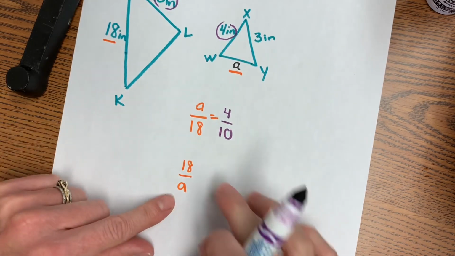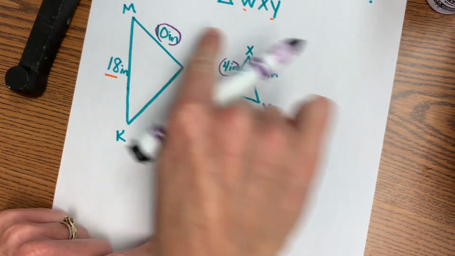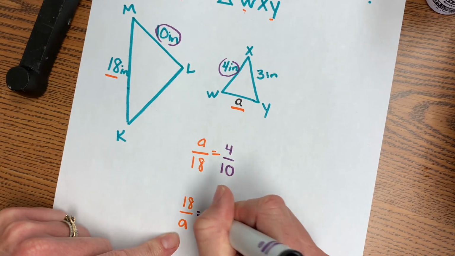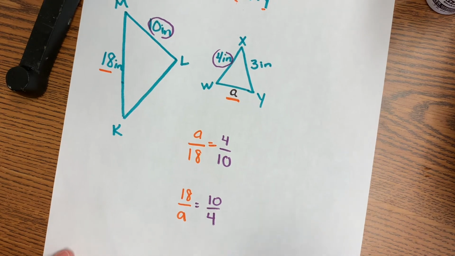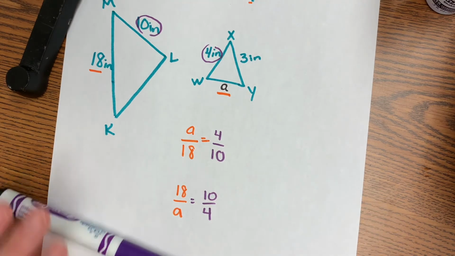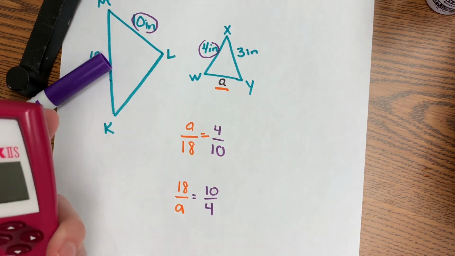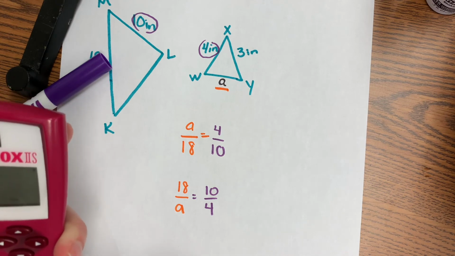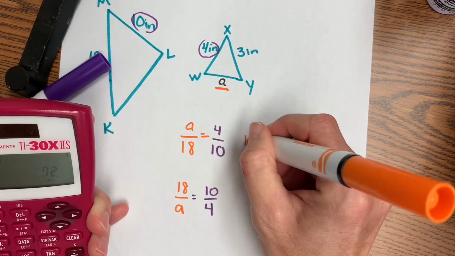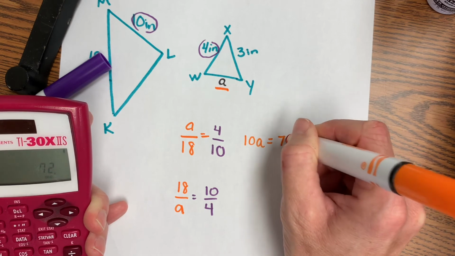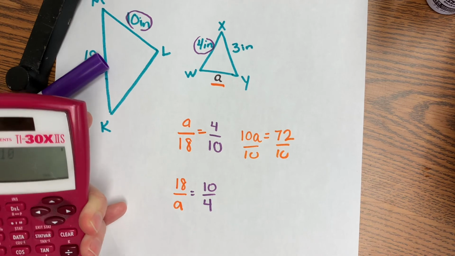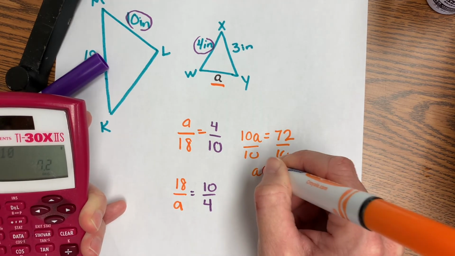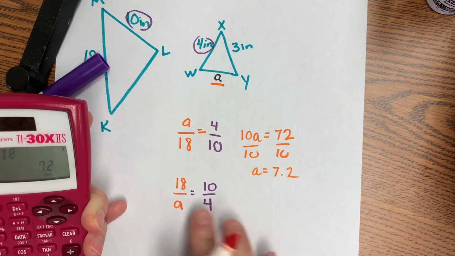On the bottom, I did 18 over A, so that would be big over small, so that would be 10 over 4. Both of these will work, and there's actually other ways that you can set them up too. And then you can cross multiply, or you can fraction bust, however you do it. So let's grab this. We get 10A is equal to 72, and then divide both sides by 10, and that gives you 7.2. So A is 7.2, and this would solve the same.